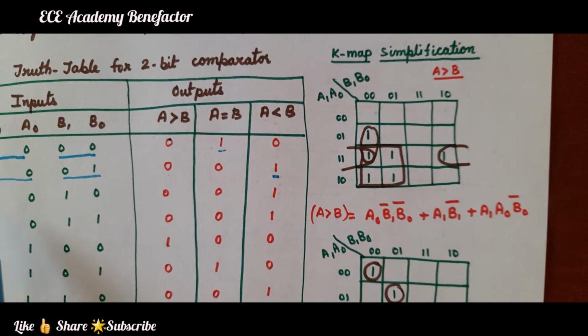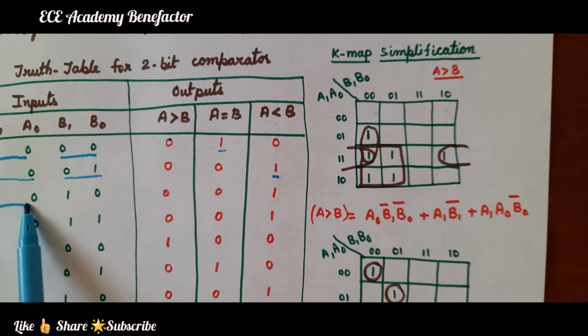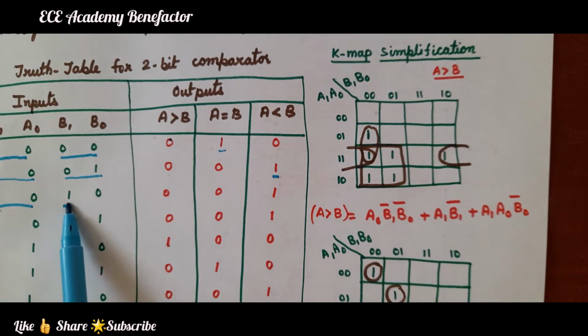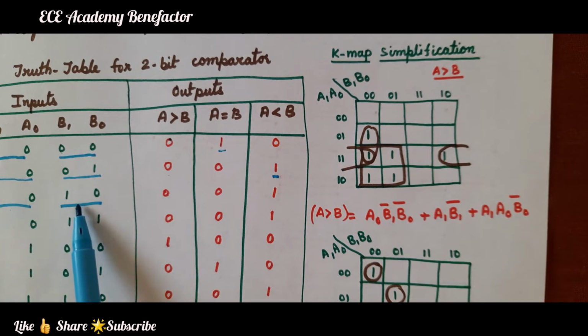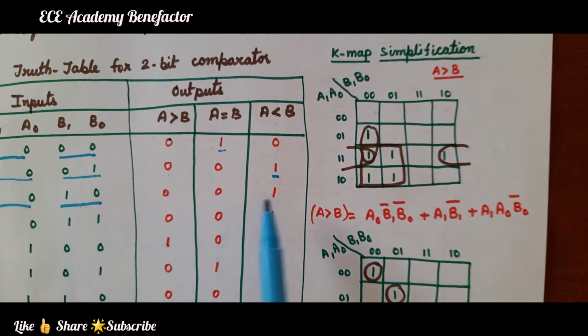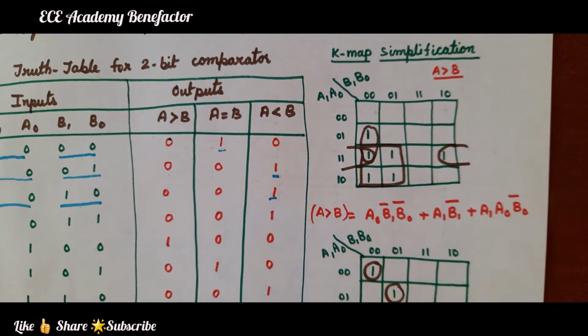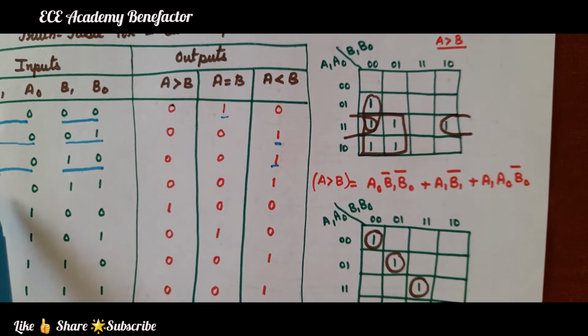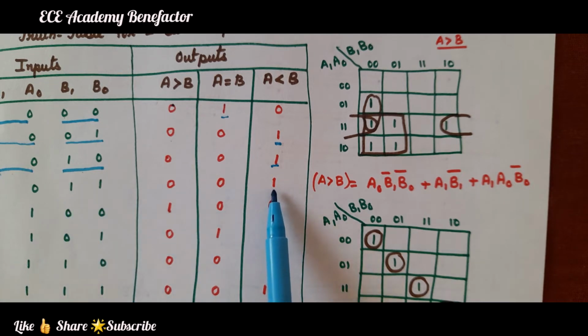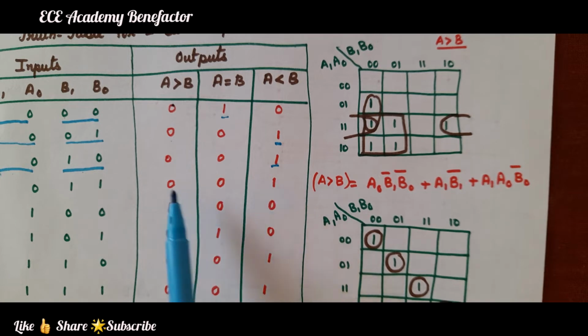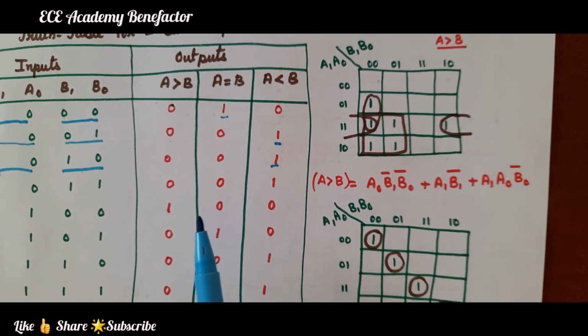Let us check the third condition. A is 0, 0 and B is 1, 0. That means A is 0 and B is 2. So, which is greater? B is greater. So, A less than B is made 1. Now, next one, A is 0, 0 and B is 1, 1. B is greater, so A less than B is made 1 and the other two conditions are 0.